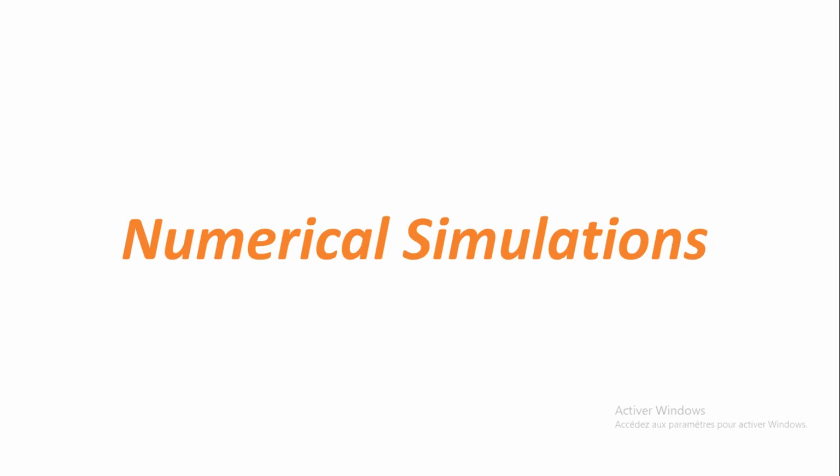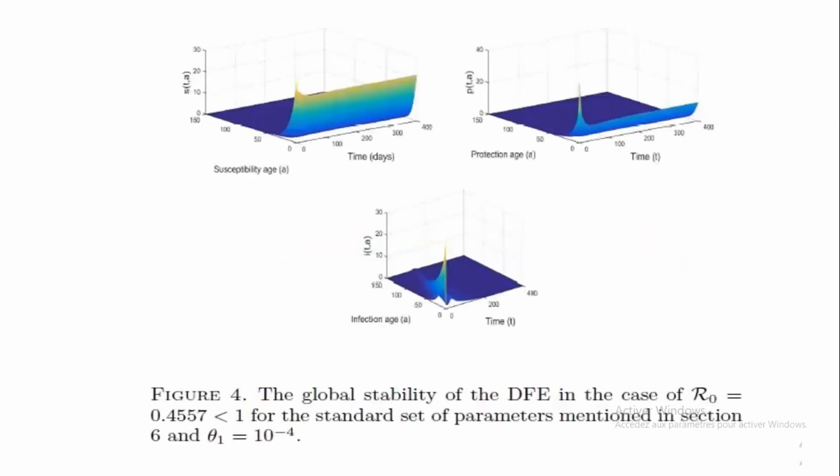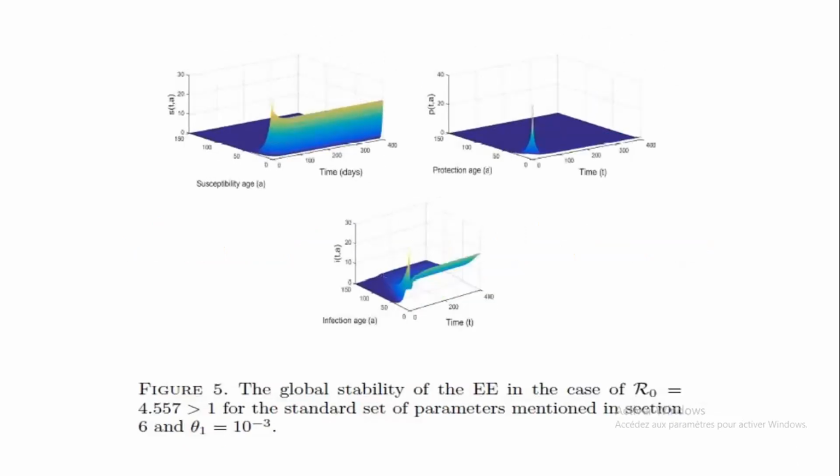We propose some numerical simulations. This is the case of R0 less than or equal to 1. Then the solutions converge to the trivial equilibrium. And the other case, R0 greater than 1, the solutions converge to the endemic equilibrium.